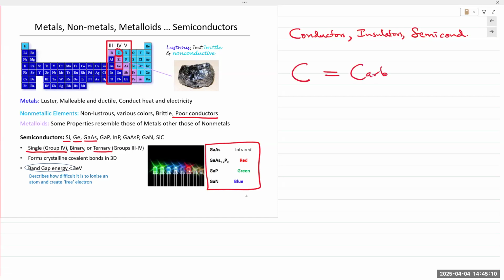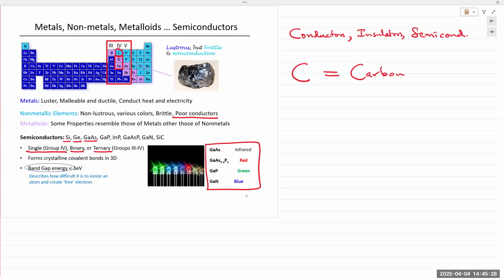Carbon also is from column 4. It has 4 electrons in its outermost shell, yet it is not a semiconductor, because there is another criteria that must be satisfied. And that's where the subatomic particles come into the picture. That's what we'll talk about.